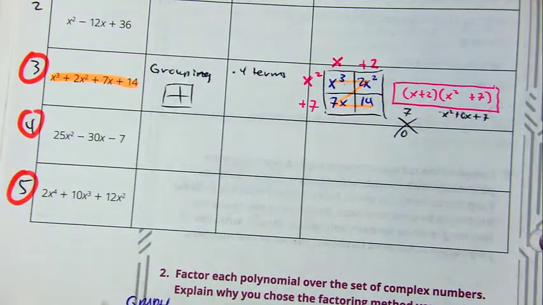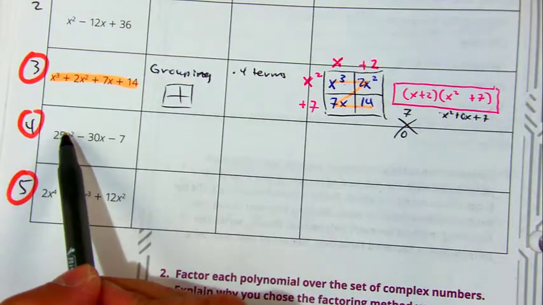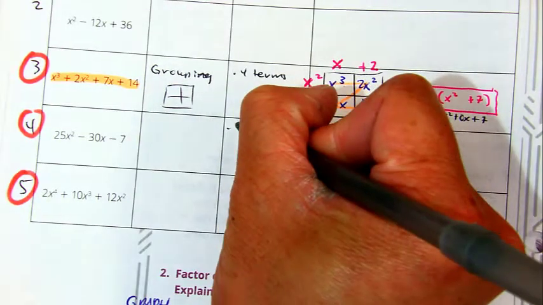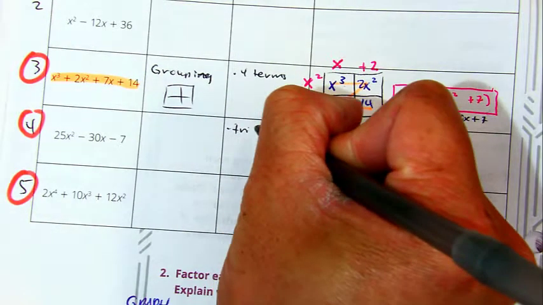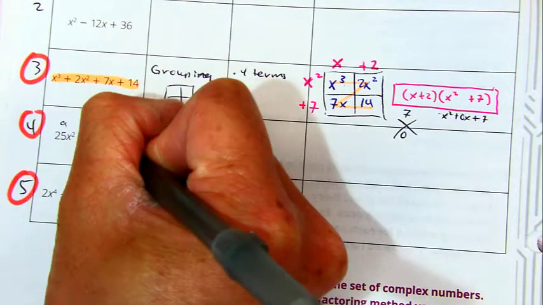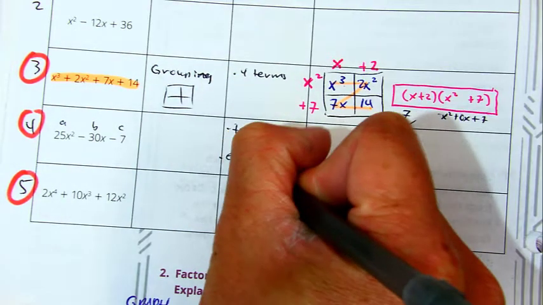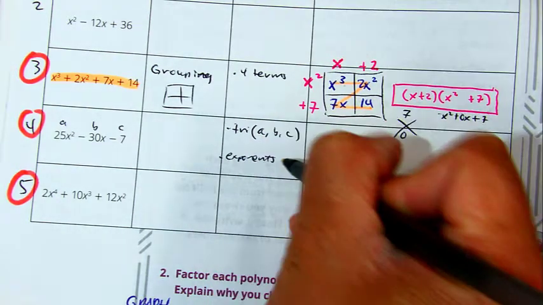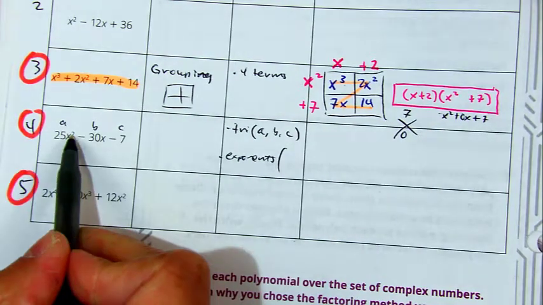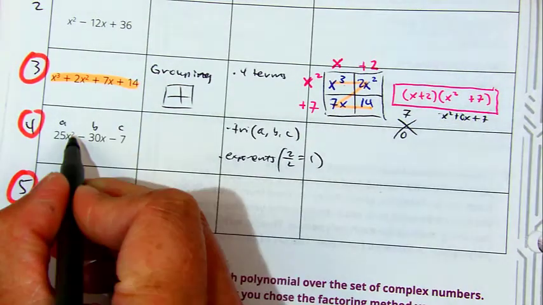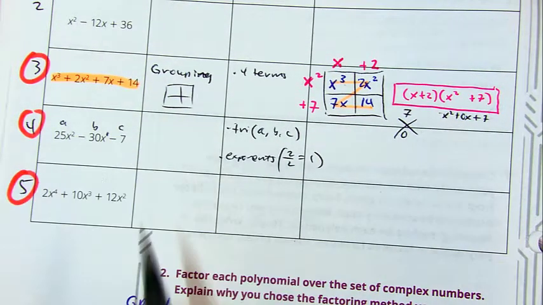Question number 4, I count the terms. Class, count the terms. So I have 3 terms. That's called a trinomial. This is your A, B, and C. Now we look at the exponents. Class, what's half of 2? If it is this number here, then you can use X box.